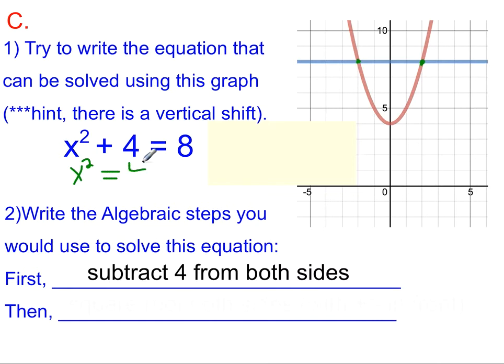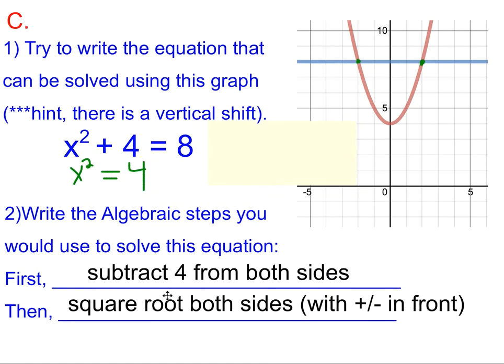And then, to get rid of the square, we are simply going to square root both sides and put a plus and minus in front, which would mean we would have x equals plus and minus square root of 4, which is 2, plus and minus 2. And those are the answers we get from the graph, positive 2 and negative 2.